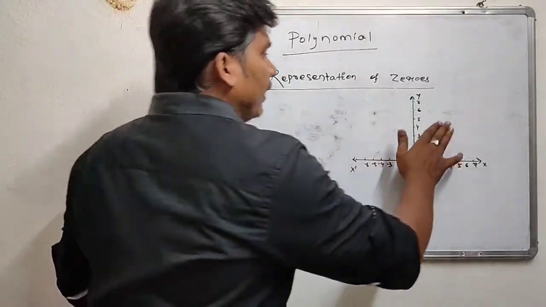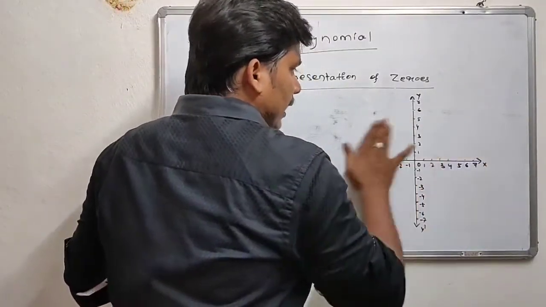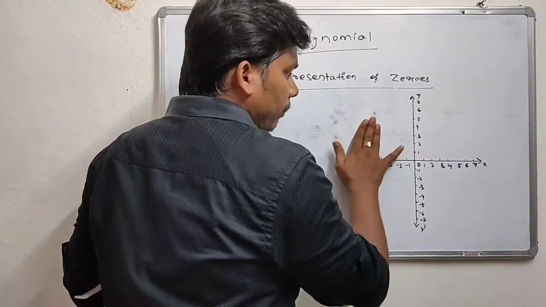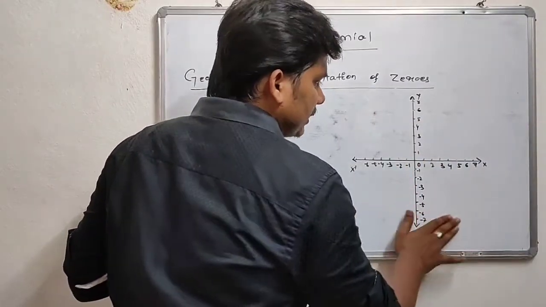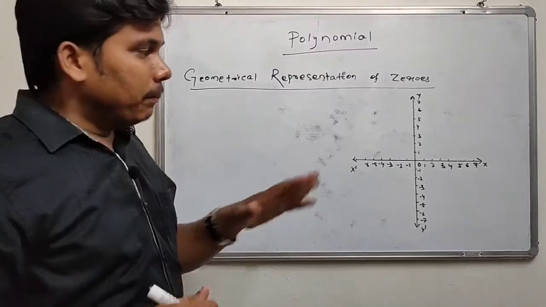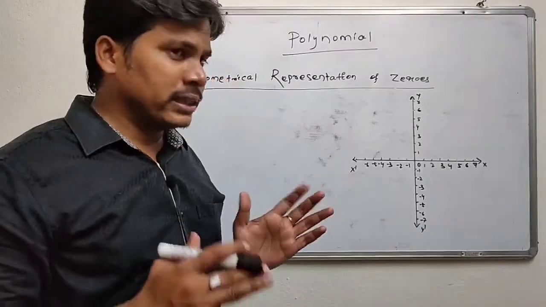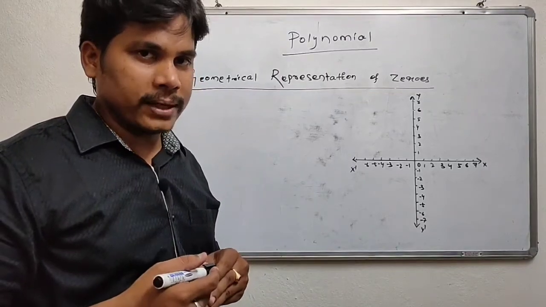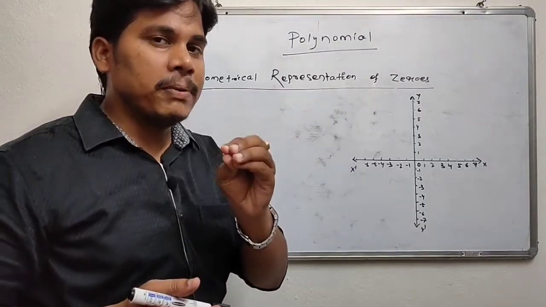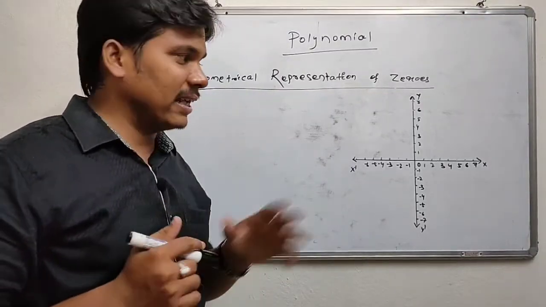This region is completely positive and positive. This is negative and positive. This is negative and negative, and this is positive and negative. But how will we put the values? Putting the values and everything you will understand in coordinate geometry. Rather, I will simply explain in a few short words.